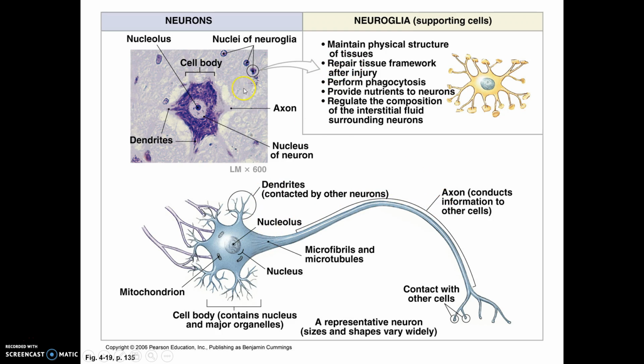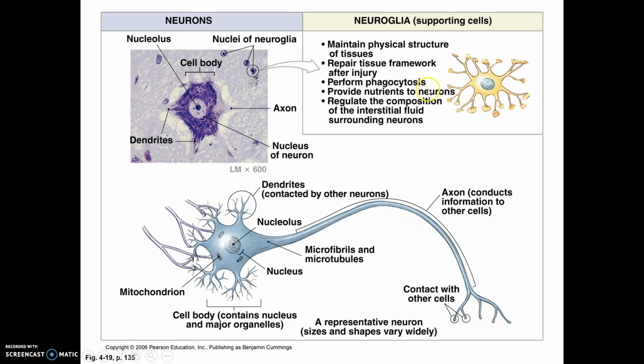Some of them do immunity jobs, like our white blood cells. They perform phagocytosis, where they're protecting the neural tissue by engulfing any type of invader that shouldn't be there. They also provide nutrients, because it's very specific what the neurons have as far as their nutrition. They feed almost exclusively on glucose, so the support cells help determine and provide that.